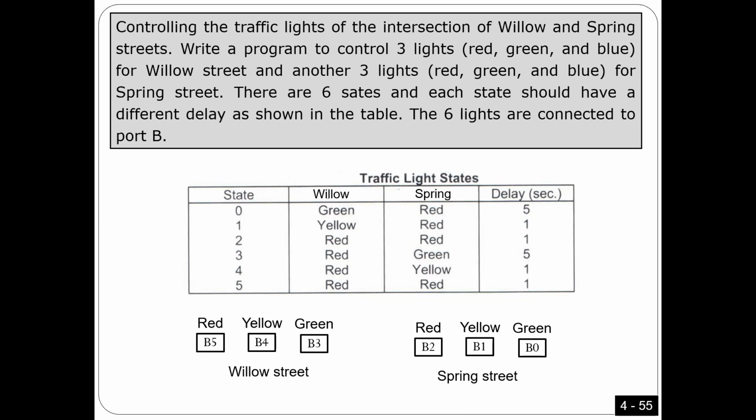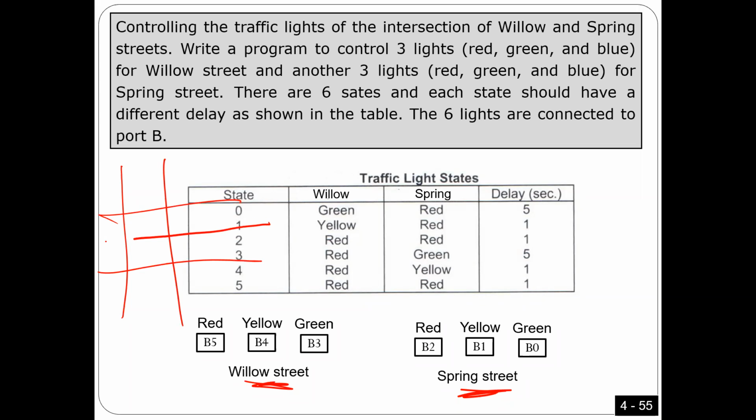Here I assume we have two streets, Willow Street and Spring Street. So you have two streets intersecting here, and either the cars have to drive this way, or the cars have to drive this way, right? So one of them should be on at a time for sure, right?